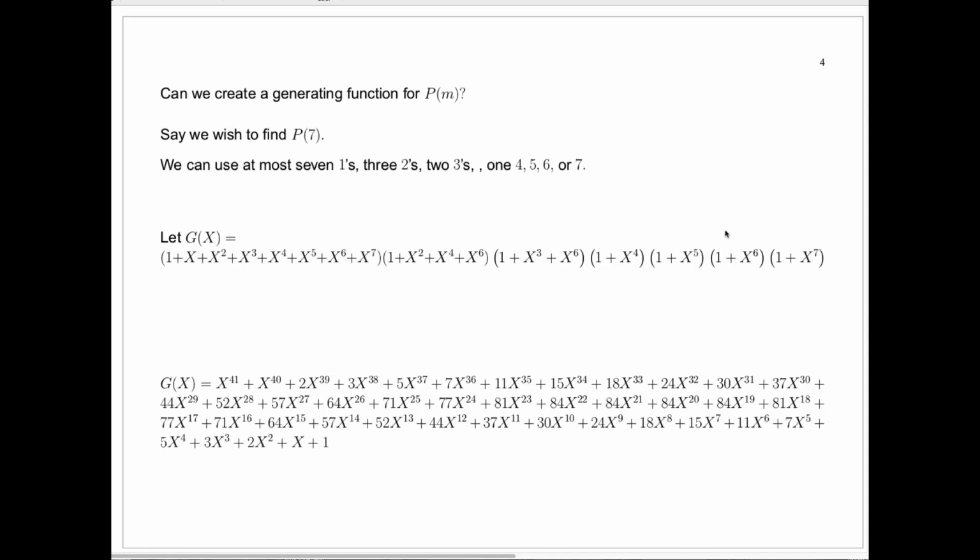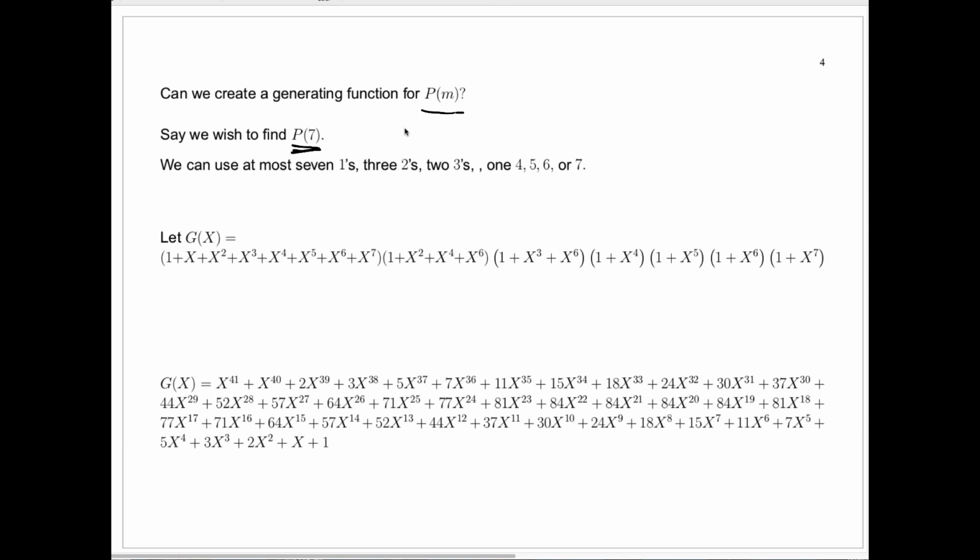Can we create a generating function for P of M? Well, we're going to see next time that we can actually do this, write a single generating function to generate all the numbers P of M for any M. But today we're just going to limit ourselves to a simpler question. What if we just want to find P of 7? And we know we don't care about anything bigger than that.